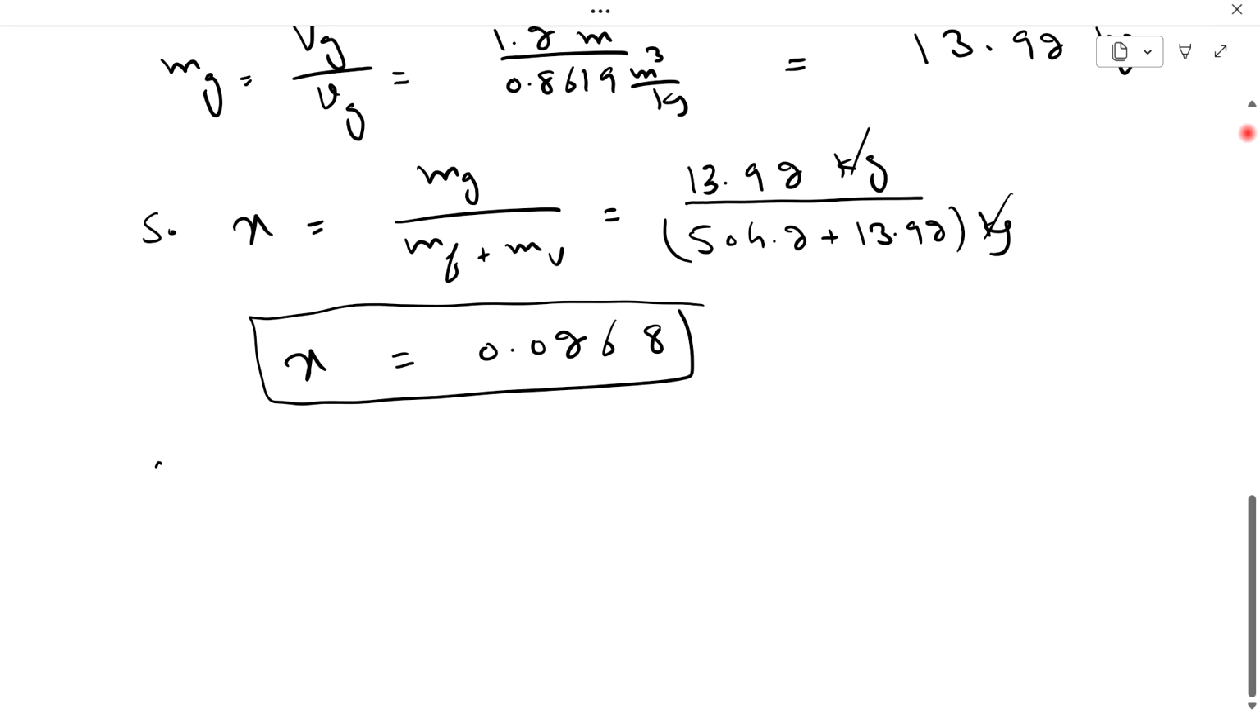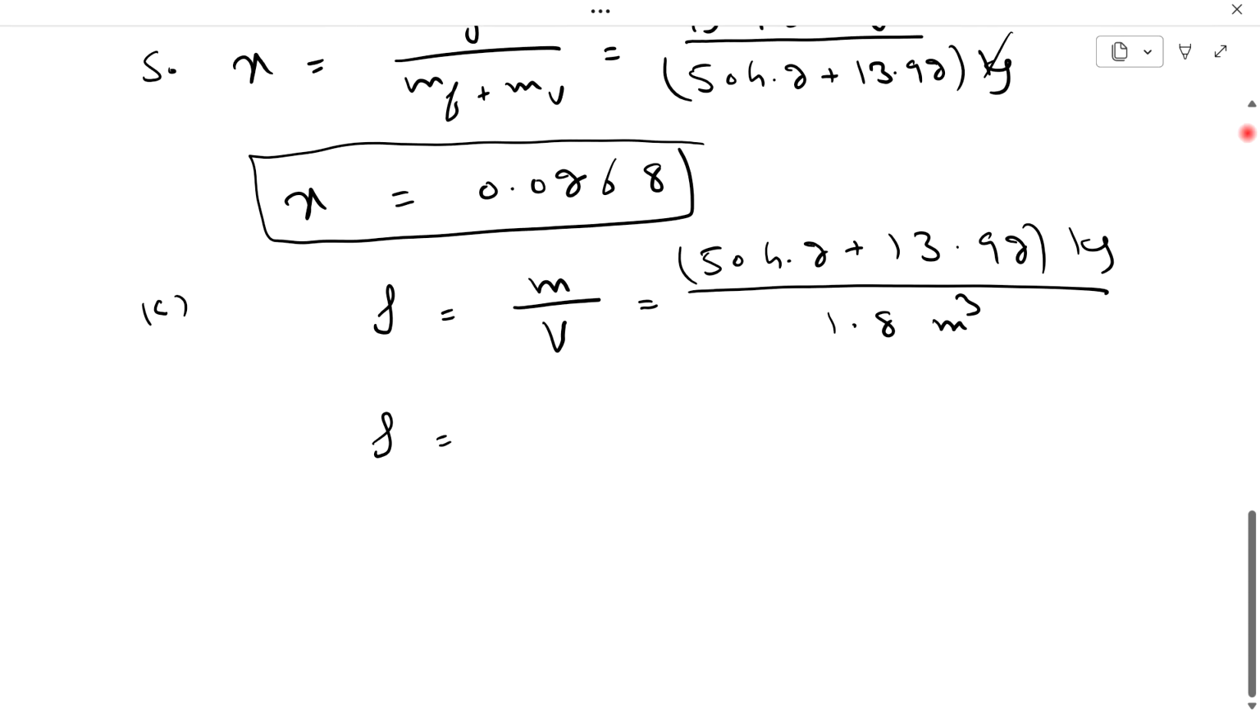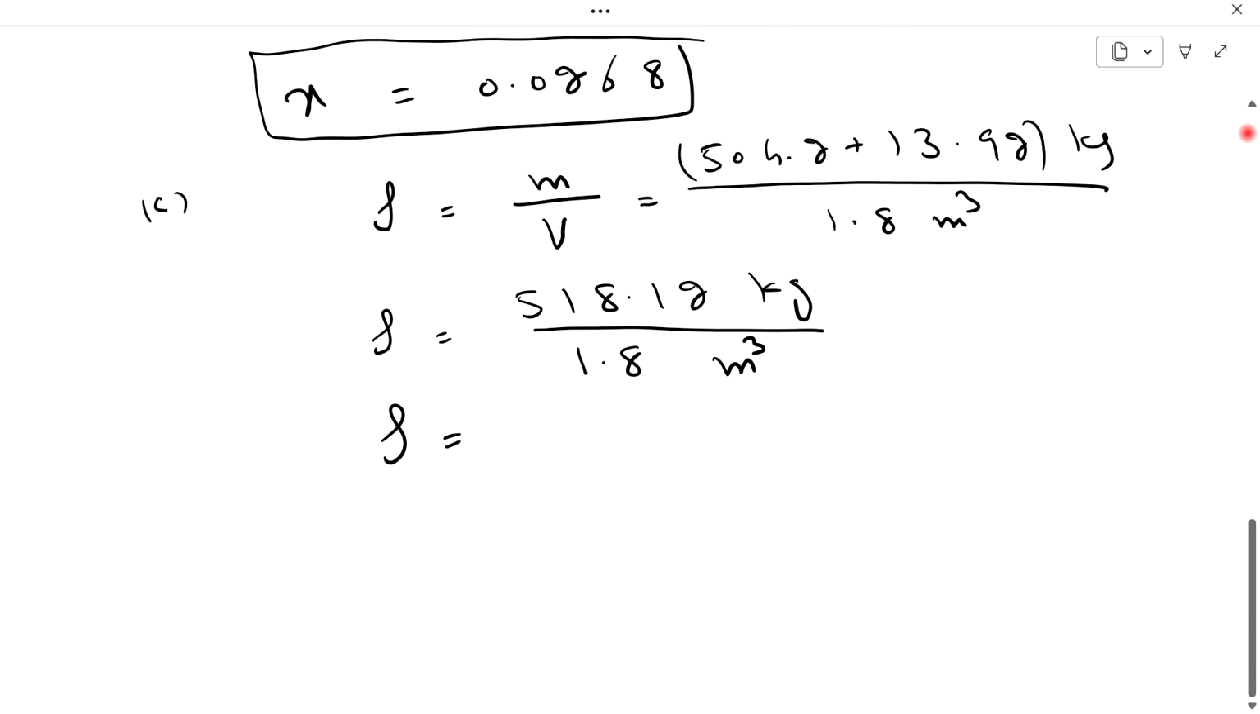Now in part C, density is required, and as we know, density is equal to total mass divided by total volume. Total mass is 504.2 plus 13.92 kg, and total volume which is given to us is 1.8 meter cube. So density is equal to 504.2 plus 13.92, which is 518.12 kg divided by 1.8 meter cube. The final result for density is 287.8 kilogram per meter cube.